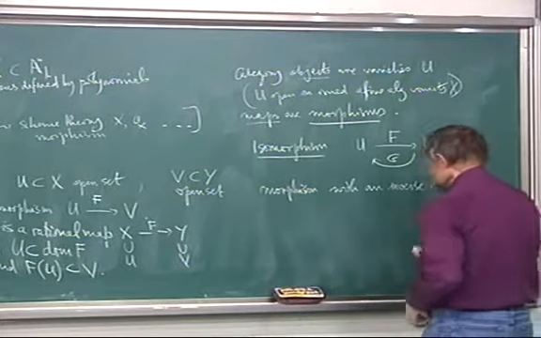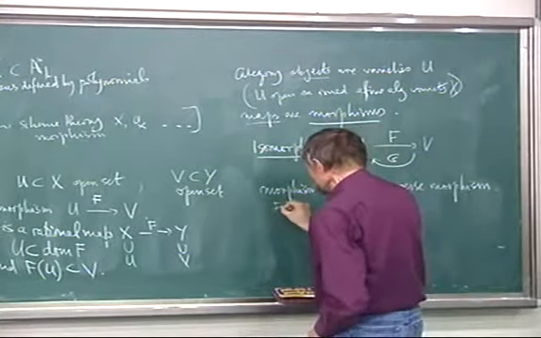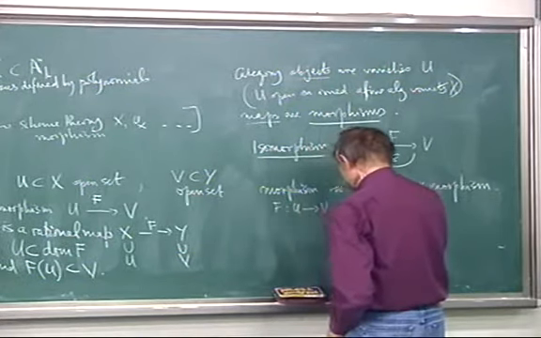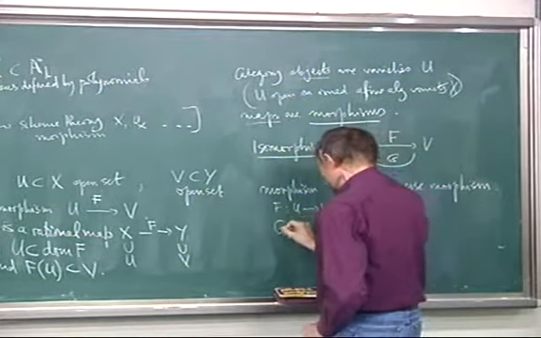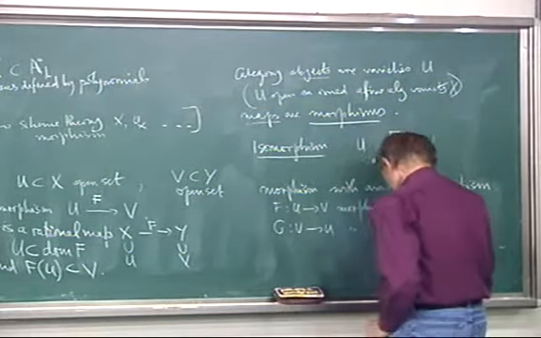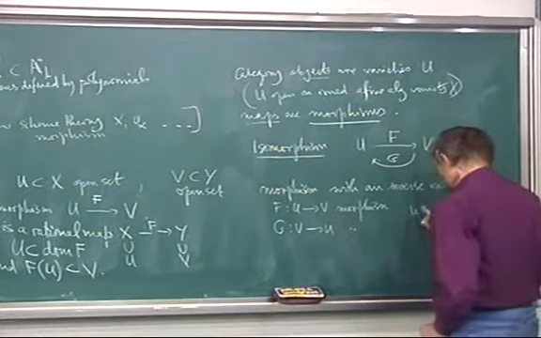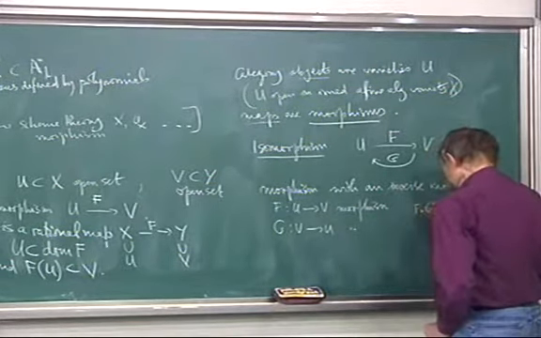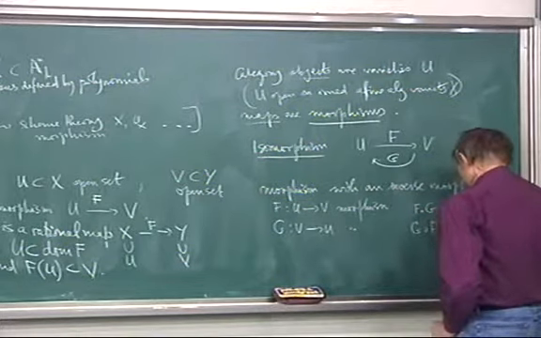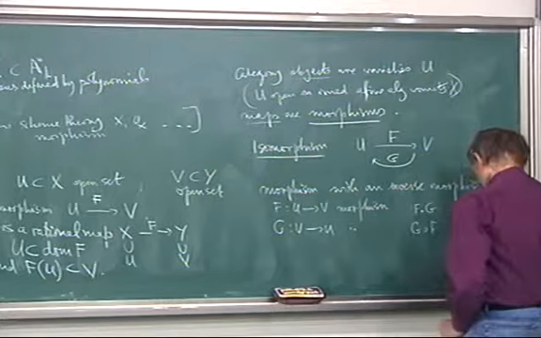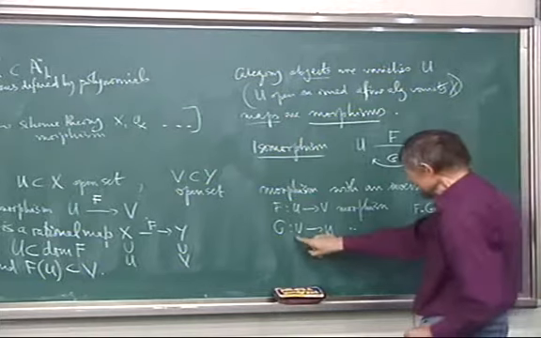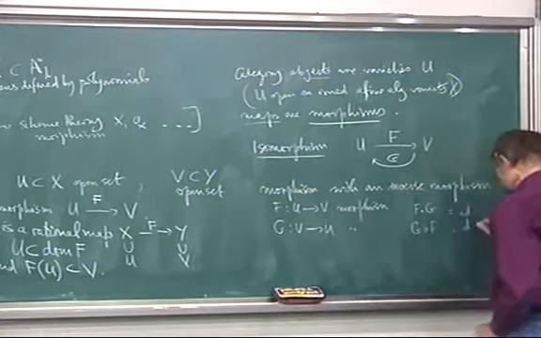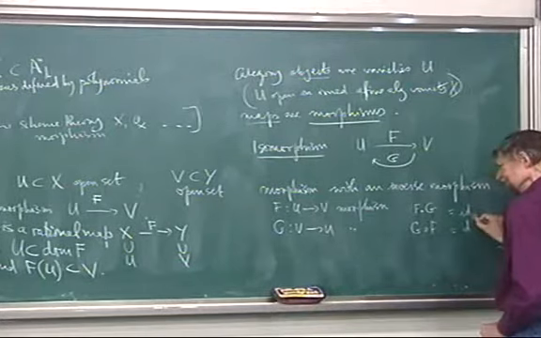So this means, of course, that F from U to V is a morphism, and that G from V to U, likewise, and that F composed with G and G composed with F are the identity wherever this makes sense. So G composed with F, first I do G and then I do F, this is the identity on U. Identity on V, and this is the identity on U.